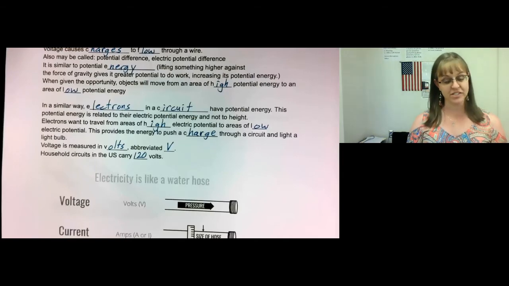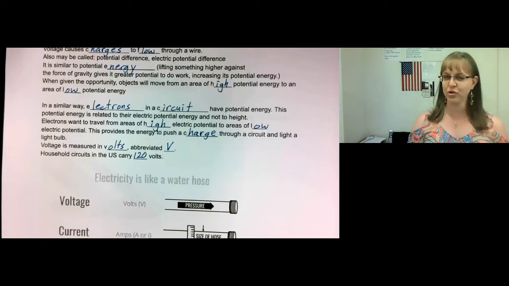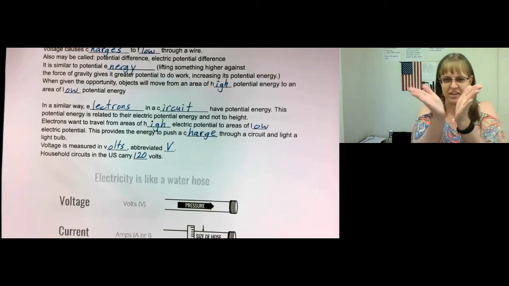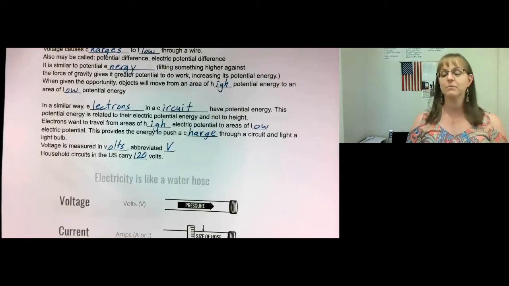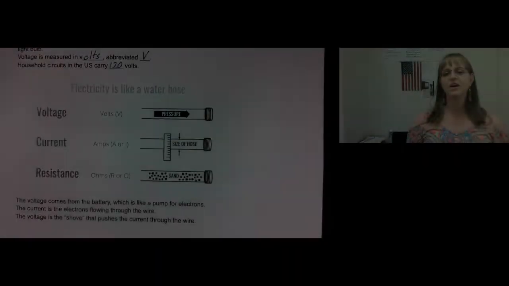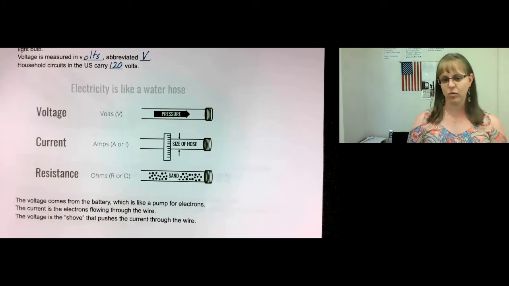Voltage is measured in volts, abbreviated V. The circuits in the US carry 120 volts. Now, your washing machine or your refrigerator might take 240 volts, but most household circuits are 120. Anything with a normal plug is 120 volts. You'll notice that your fridge or your dryer has that weird circular plug with three angled prongs. That way you can't plug a normal plug in there, because the wire wouldn't be able to handle that voltage.